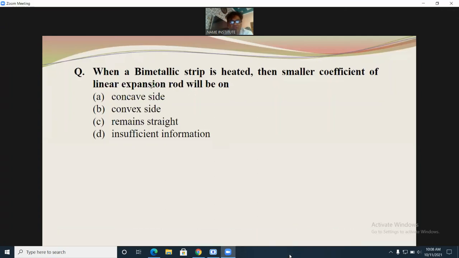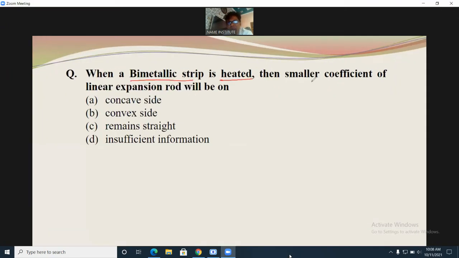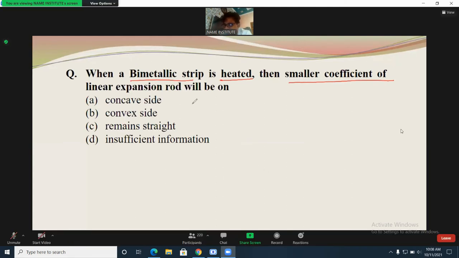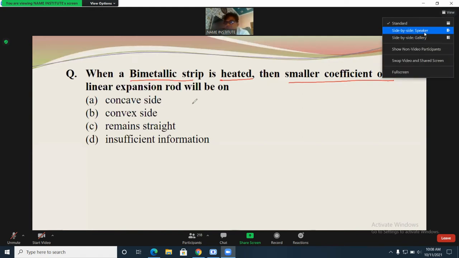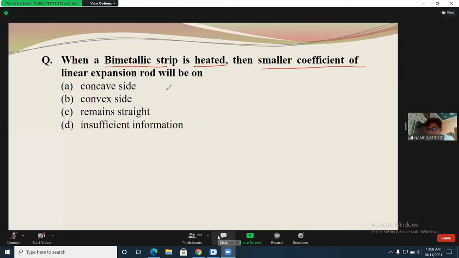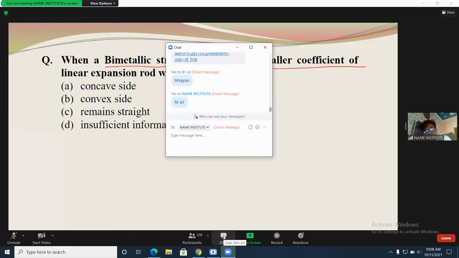The rod with the smaller coefficient of linear expansion will be on which side of this bimetallic strip when heated? Concave side or convex side, or does it remain straight? Yes, convex side. Oh, is it B or A?